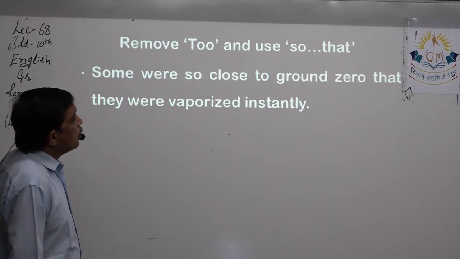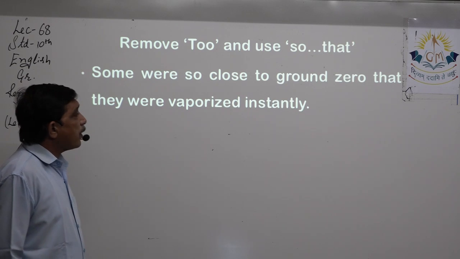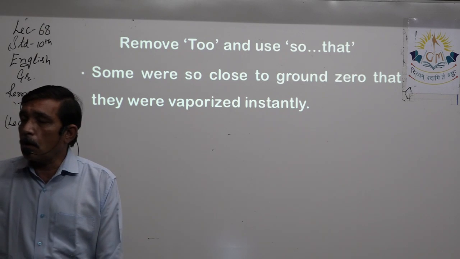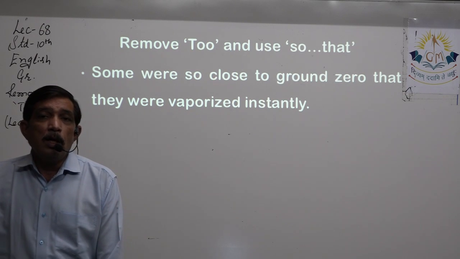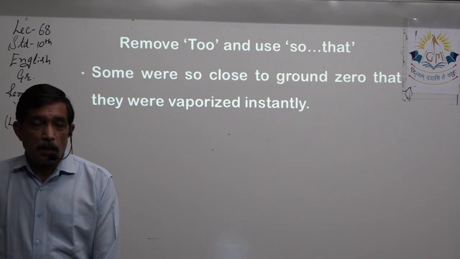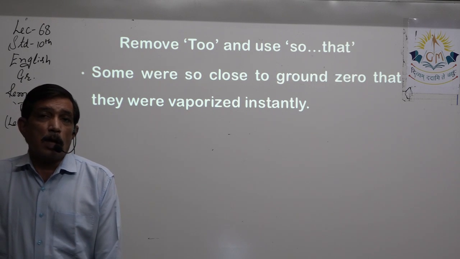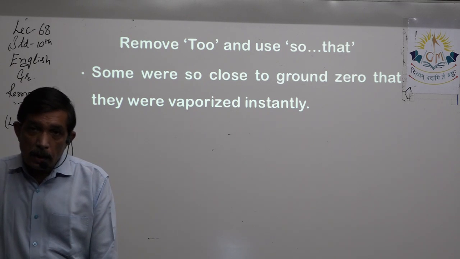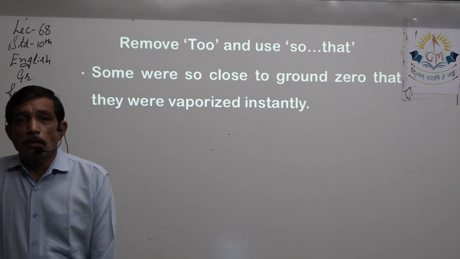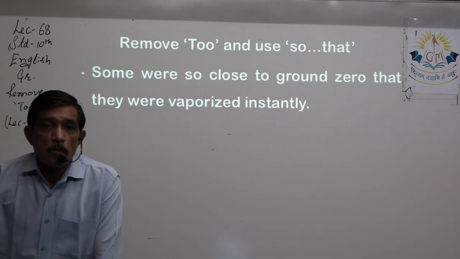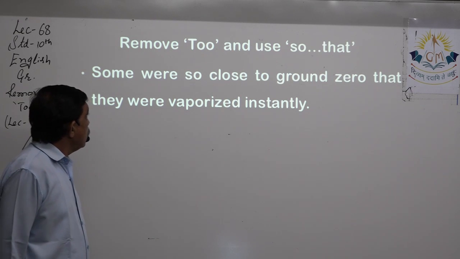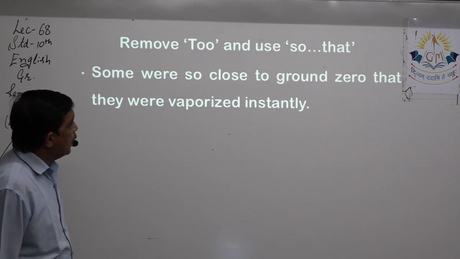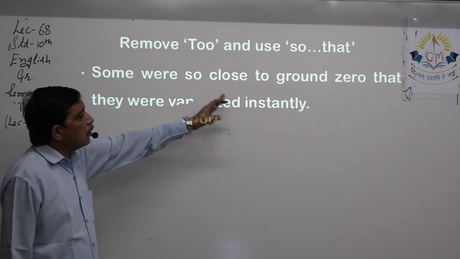Some were so close to ground zero that they were vaporized instantly. Again, we have "so" and "that" with lots of words in between. We do not have a negation. I'll give you enough time so that you can write down the question, write down the answer on your own, one time, two times, and see which of the answers is more correct. We were so close to ground zero that. Between "so" and "that" we have "close to ground zero".